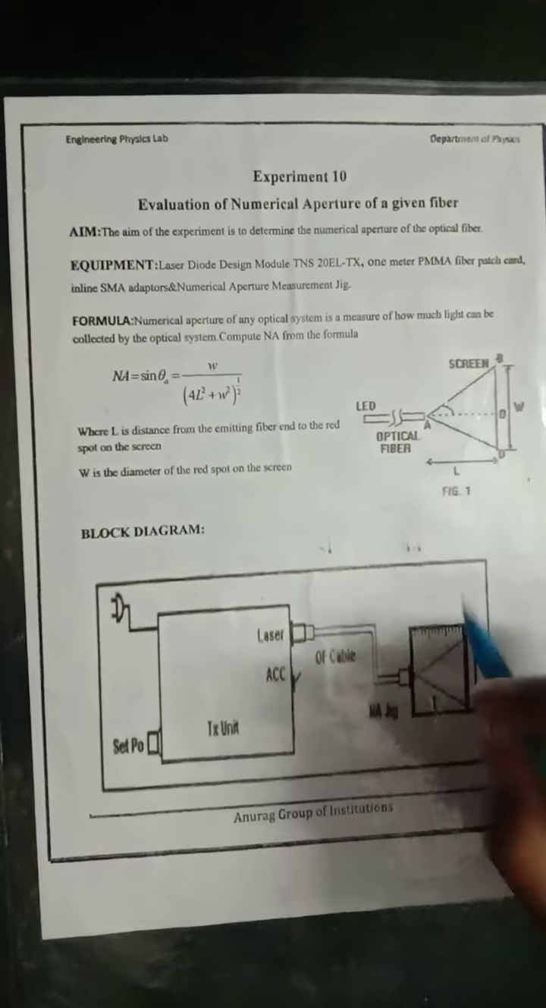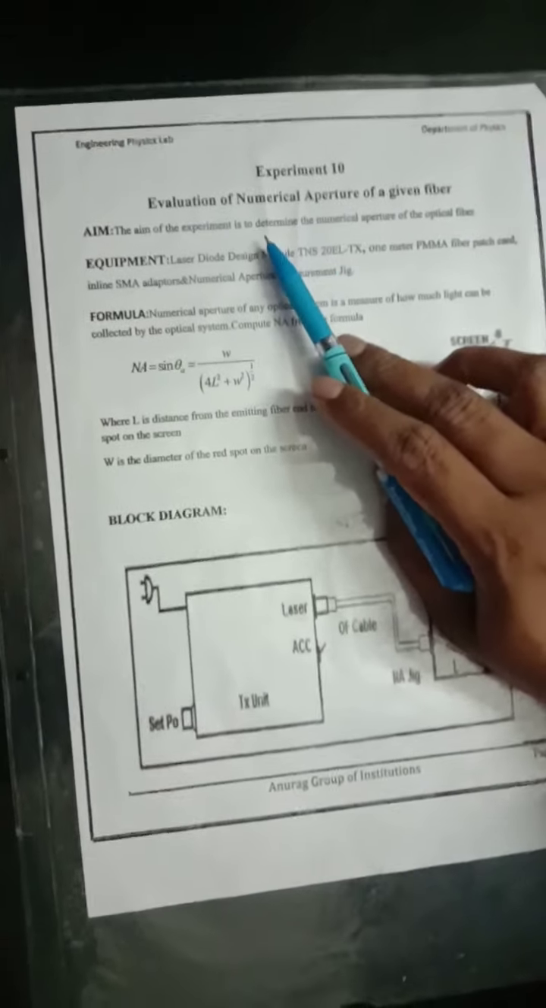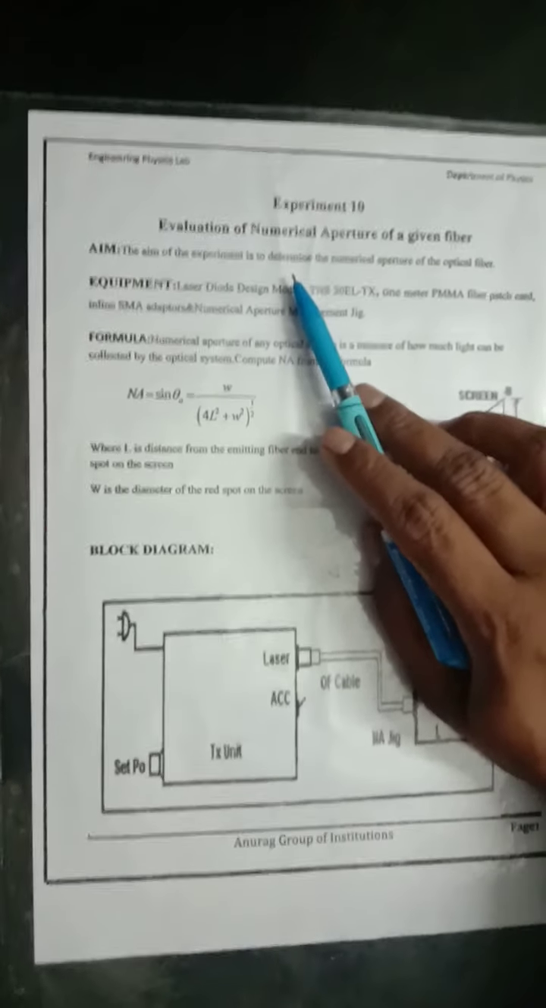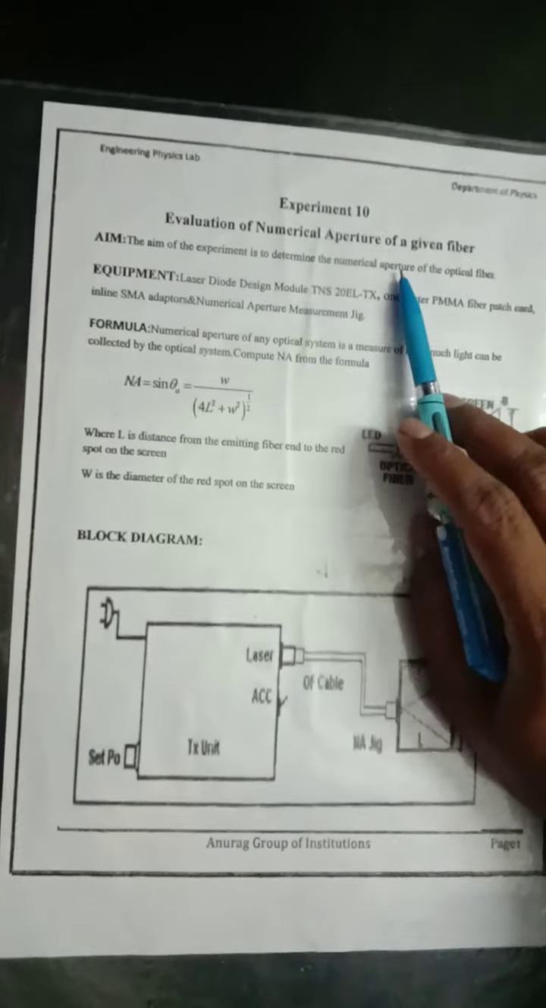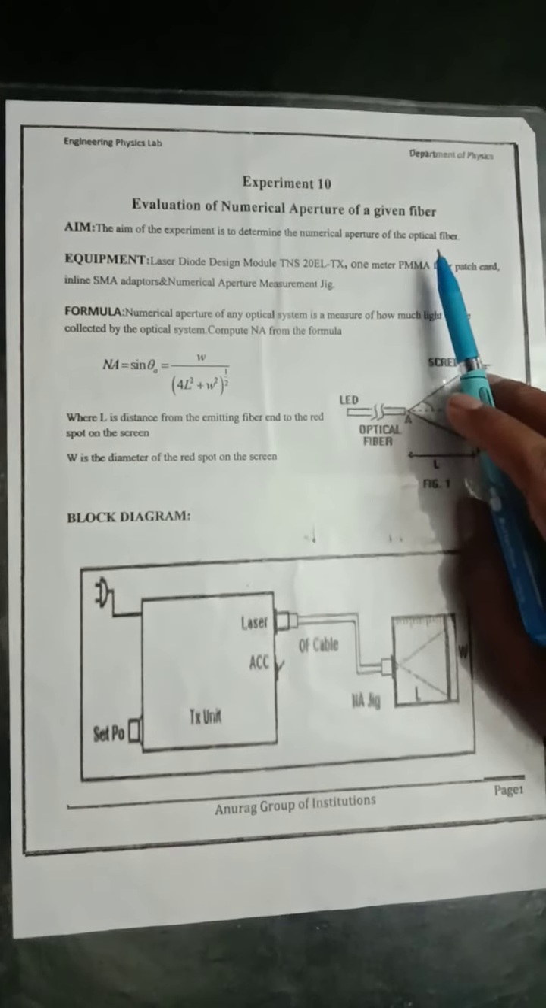So today we are going to do the experiment numerical aperture. First, what is the aim of the experiment? The aim of the experiment is to determine the numerical aperture of the optical fiber. First, let me explain what an optical fiber is.